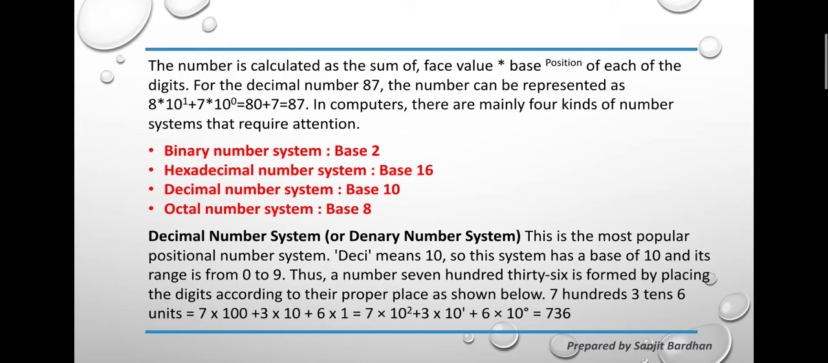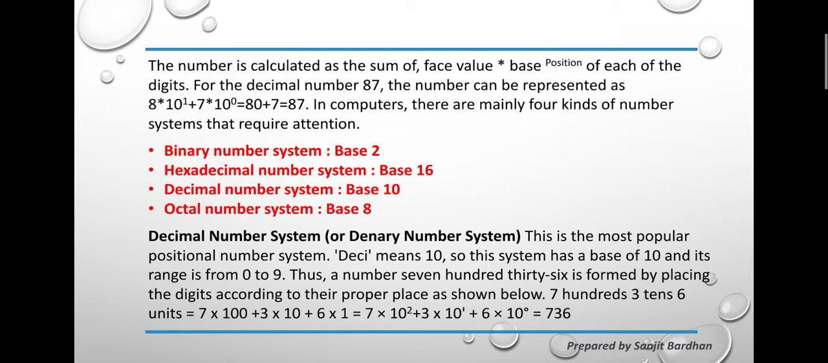In computers there are mainly 4 kinds of number systems requiring attention. First is the binary number system. This is very important. Binary number system base is 2, hexadecimal number system base is 16, decimal number system base is 10, octal number system base is 8. Okay, binary has a base of 2, hexadecimal 16, octal base is 8, and the decimal number system base is 10.